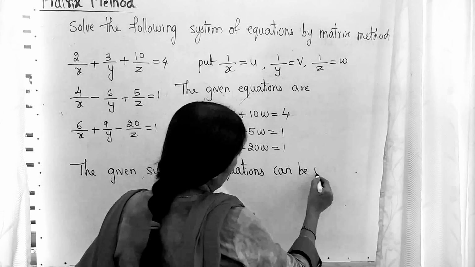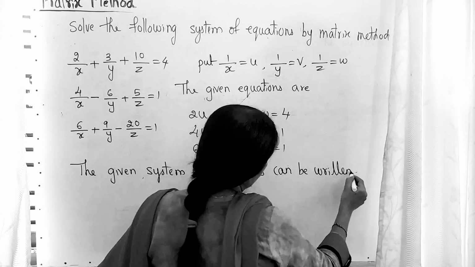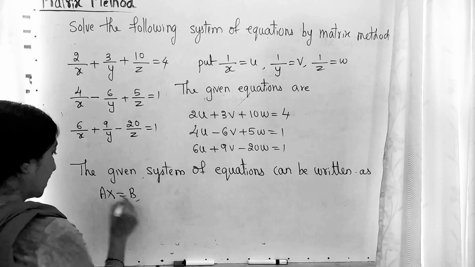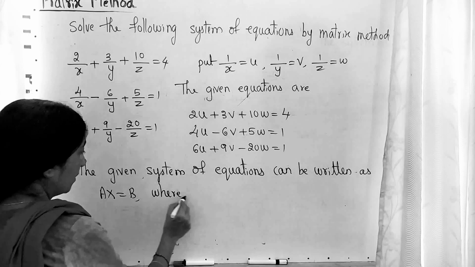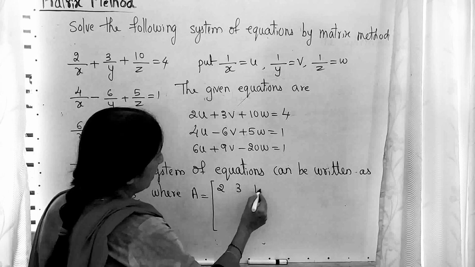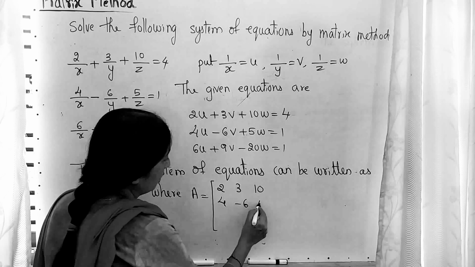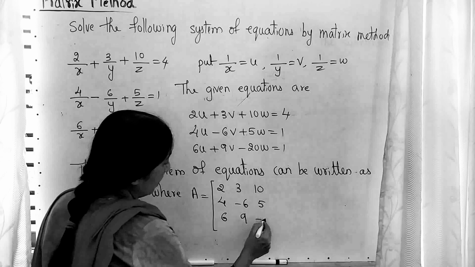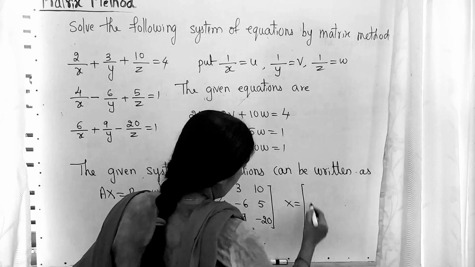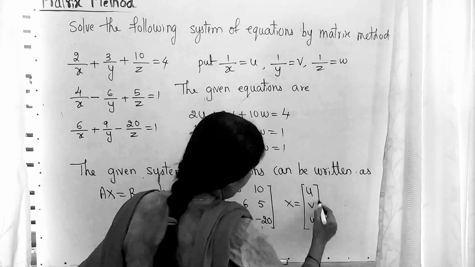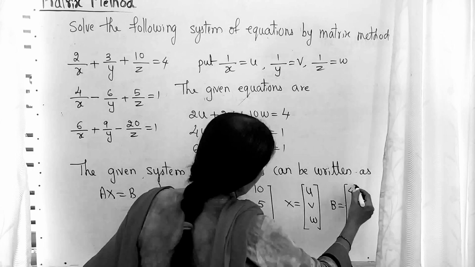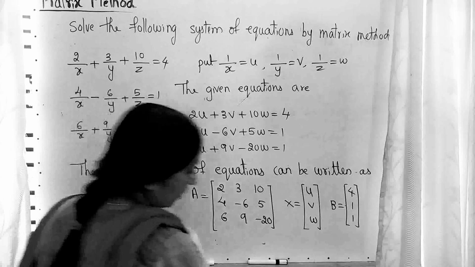Now write down the given system of equations. It can be written as Ax is equal to B, where A is the coefficient matrix 2, 3, 10, 4 minus 6, 5, 6, 9 minus 20. And x is the variable, here it is u, v, w. And B is the constant. The constants are 4, 1, 1. Correct or what? Now, as usual method.